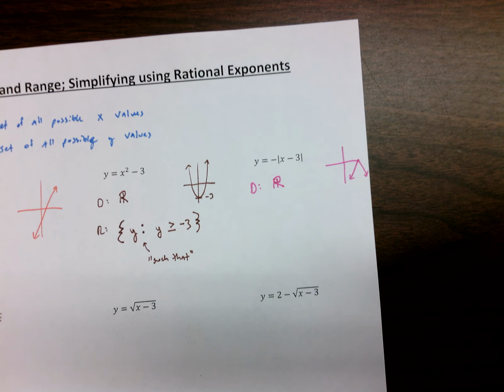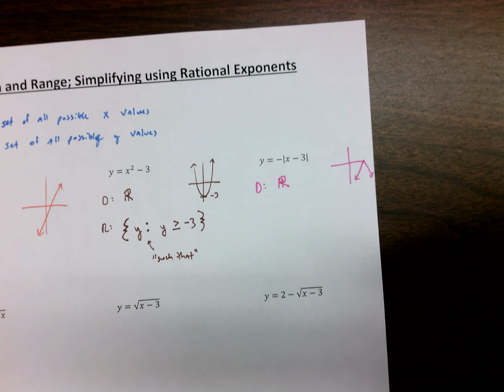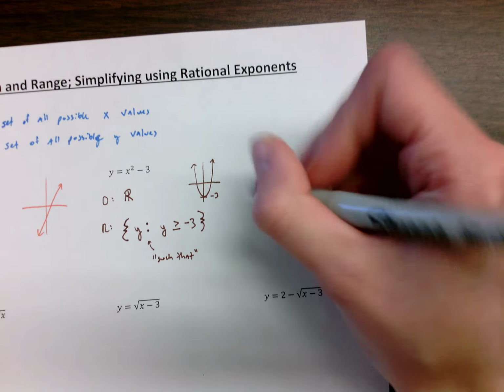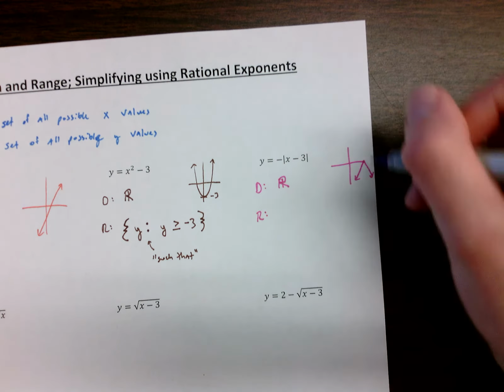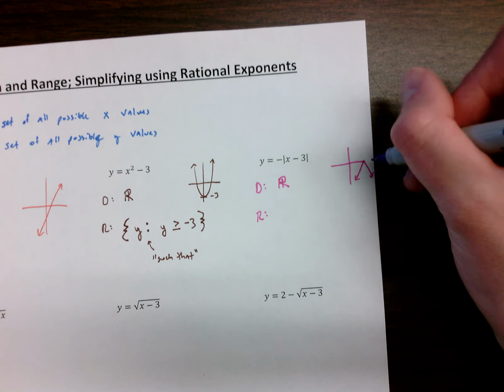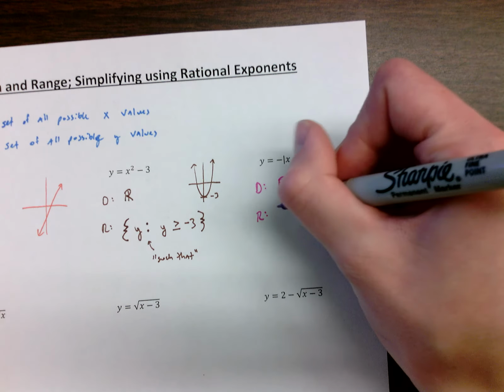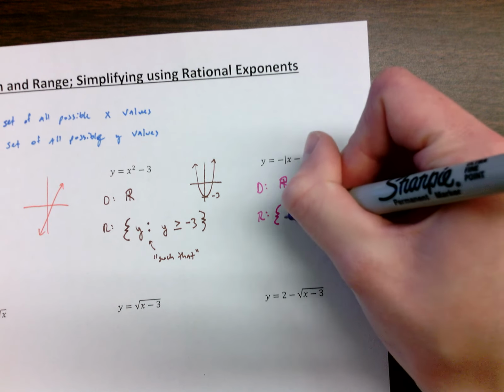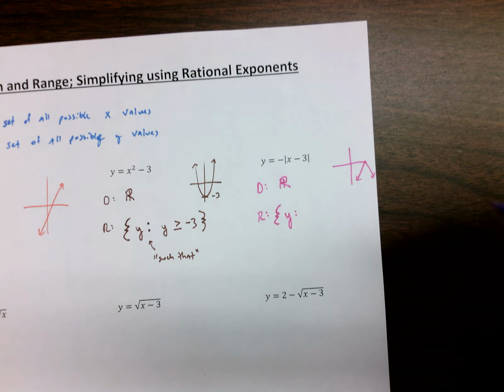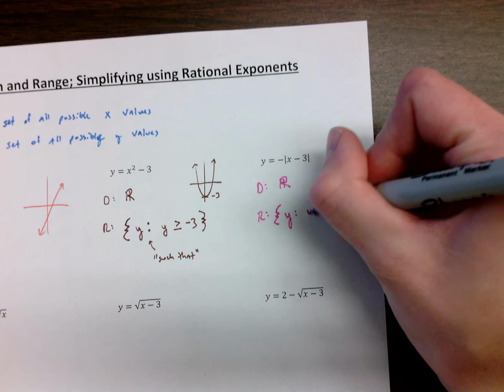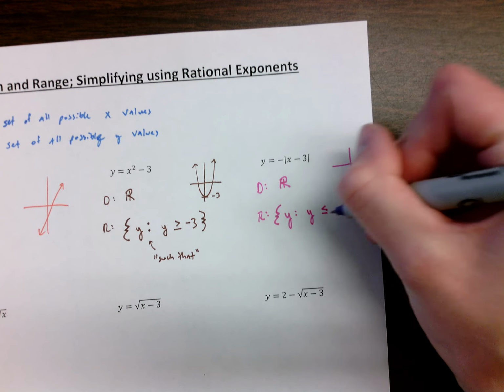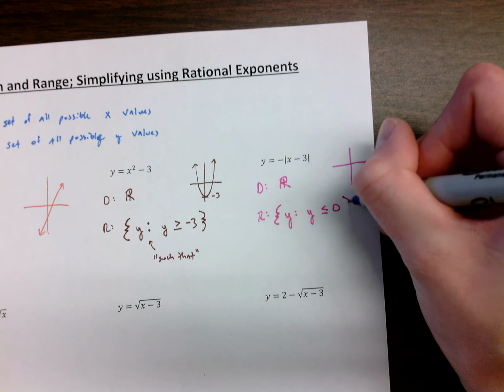It's not always all real numbers, but a lot of times it will be when you're talking about functions. All right, and then for my range, the y's are always 0 and under, right? So y is always less than or equal to 0. So again, brace, y colon, so y such that, and in this case, y is always less than or equal to 0.